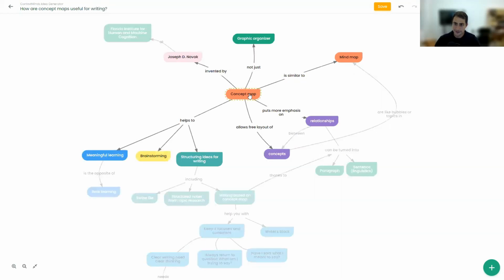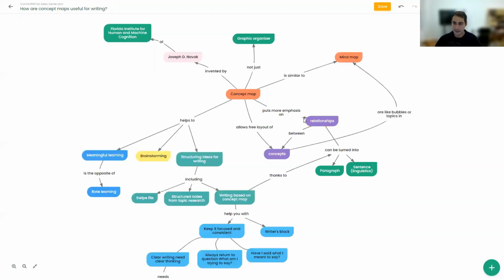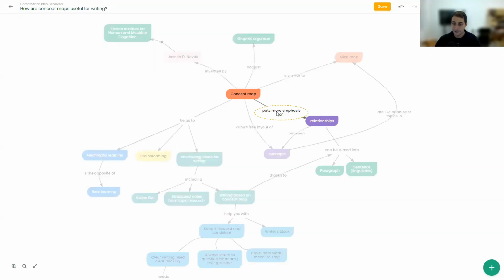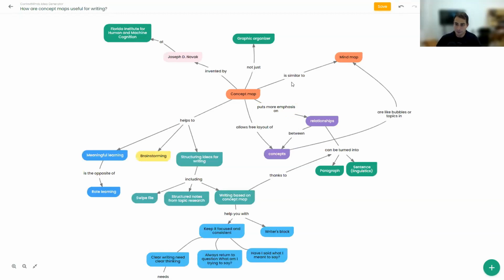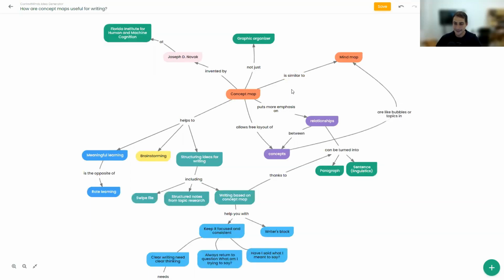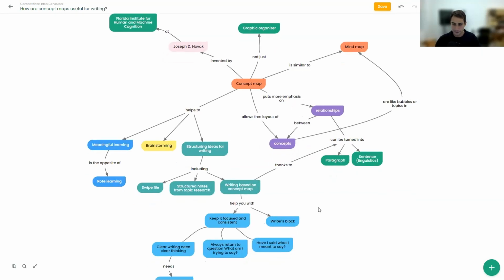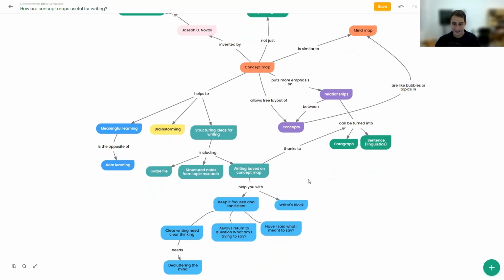You can see that here is one sentence, like concept map is similar to mind map. Another sentence, concept map puts more emphasis on relationships, and so on. So each of these triples, the two concepts and the relationship between them, are like building blocks of the concept map. When you finish the concept map, you can take each of these building blocks and one by one turn them into sentences or paragraphs in your article. So we should see this in action in the next part of this webinar.